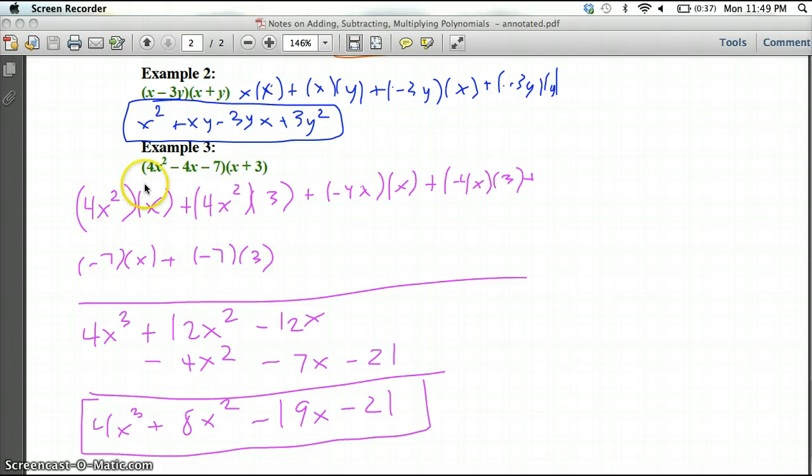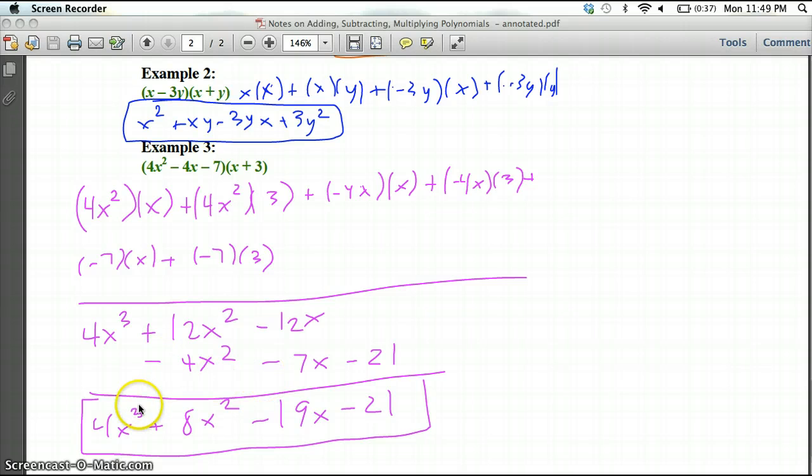So 4x squared times x is 4x cubed. 4x squared times 3 is 12x squared. A negative 4x times x is a negative 4x squared. Notice that I lined it up because at the end, I need to combine like terms. Negative 4x times 3 is a negative 12x. Negative 7 times x is a negative 7x. And then a negative 7 times 3 is a negative 21.